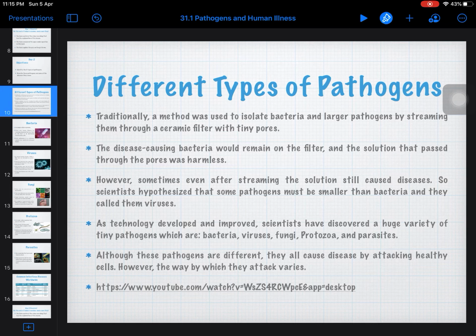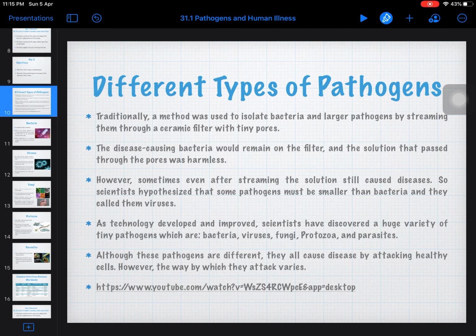To start with, we're going to go over the way people became aware of different pathogens and how they got to identify all of them. Traditionally, they isolated and strained a solution through a ceramic filter with very tiny pores. Bacteria and larger pathogens remain on the filter, and the solution that passes through the pores should remain harmless. However, sometimes even after straining, the solution still causes disease, so scientists hypothesized that some pathogens must be smaller than bacteria, and they called them viruses.